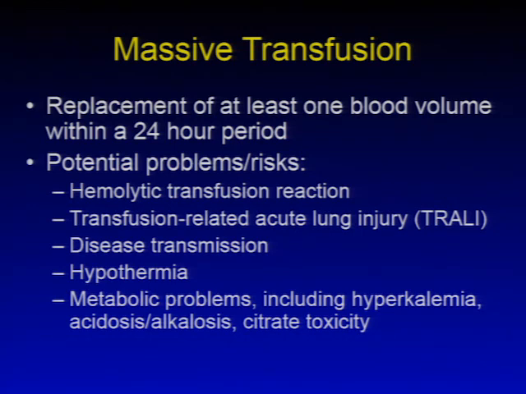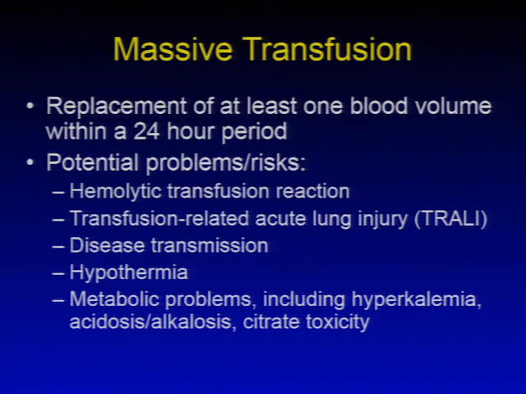And then there can be a whole host of metabolic problems, including but not limited to hyperkalemia, of course, from stored blood. The longer blood is stored, the higher its potassium content. Both acidosis and alkalosis can be seen, and citrate toxicity. Now, under normal circumstances, citrate in blood that's transfused is metabolized by a healthy liver to bicarb. And so we often see alkalosis in patients who get a large amount of blood, who have healthy livers.